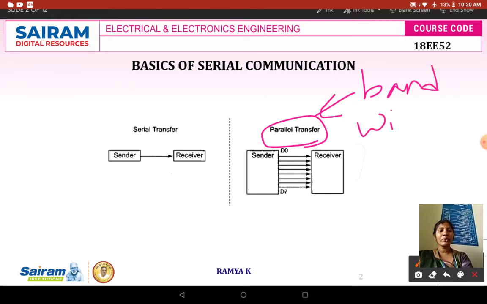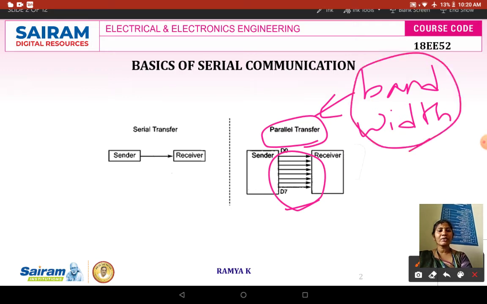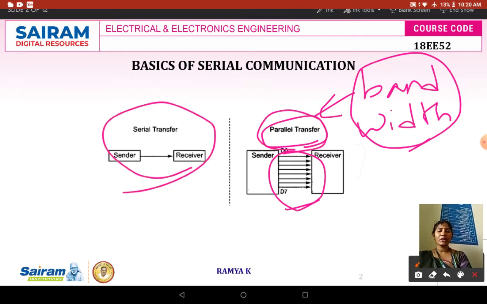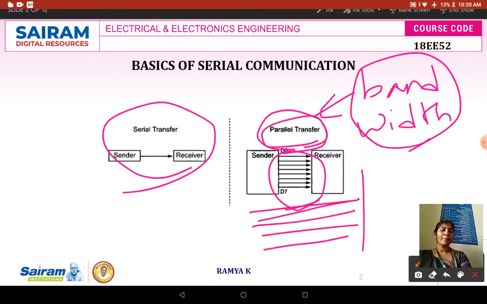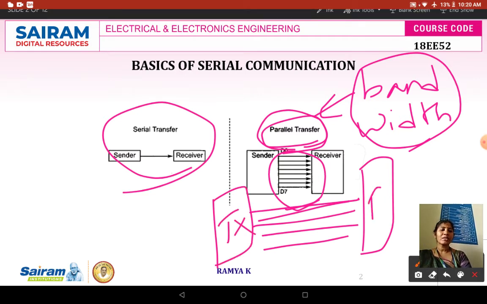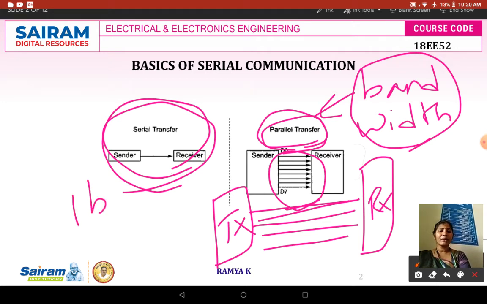Why? Because we are going to transmit many bits of data at a time. Therefore, the bandwidth consumed when you are doing a parallel communication will be more when compared to your serial communication. So, the best means of transmitting your data is parallel communication, as it is going to convey the information at a time from your transmitting end to your receiving end, whereas serial transfers only one bit at a time.